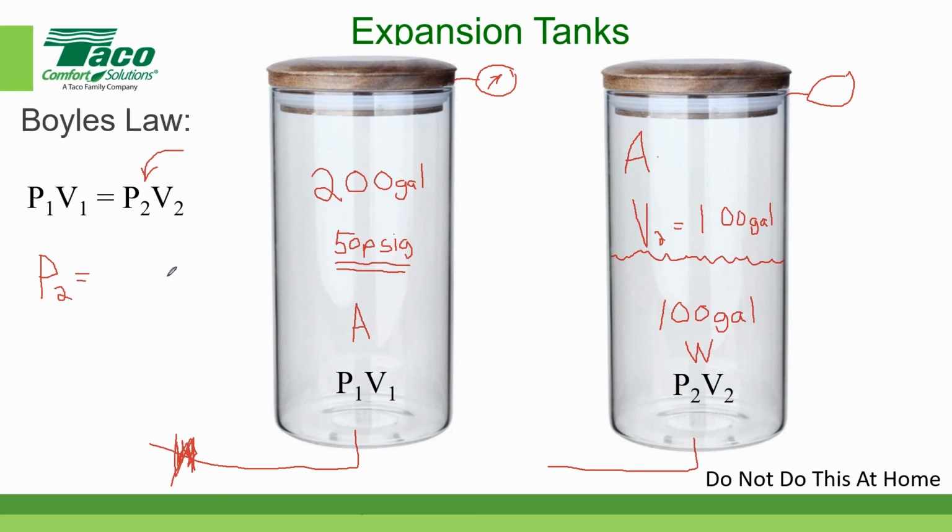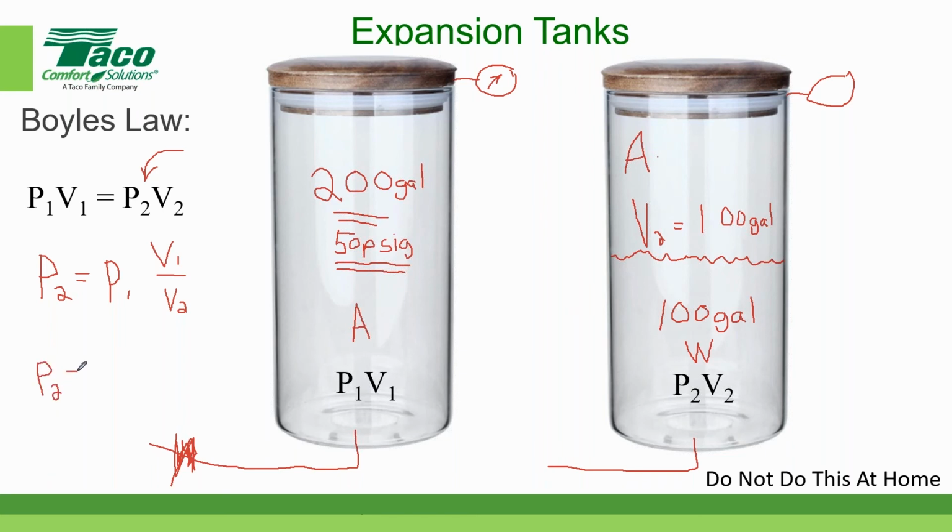P2 is going to equal the initial pressure, in this case P1, times the change in volume, which is going to be V1 divided by V2. So I made the arithmetic very, very simple. So if V1 was 200 gallons and V2 is 100 gallons, then V1 over V2 is going to equal 2.